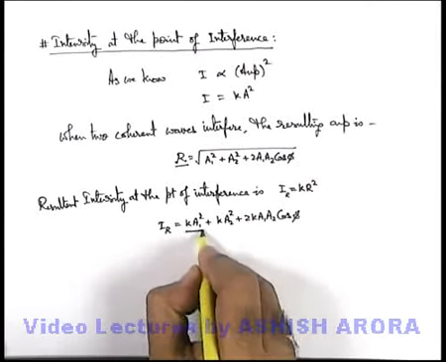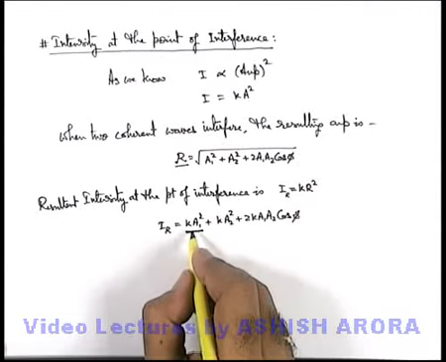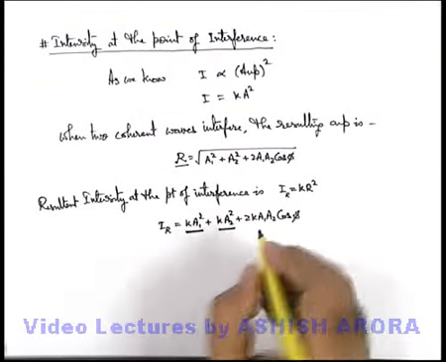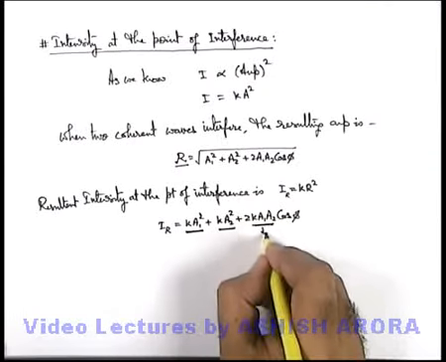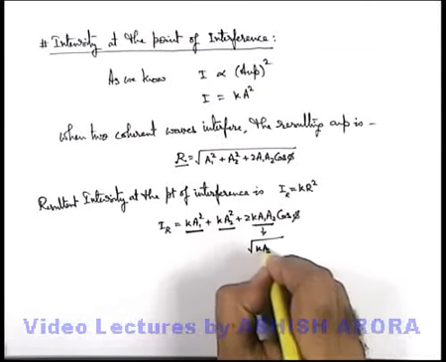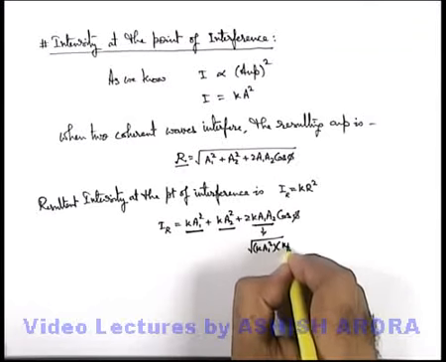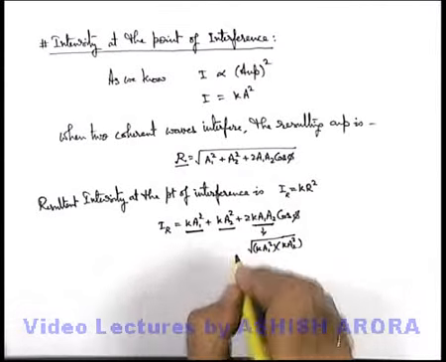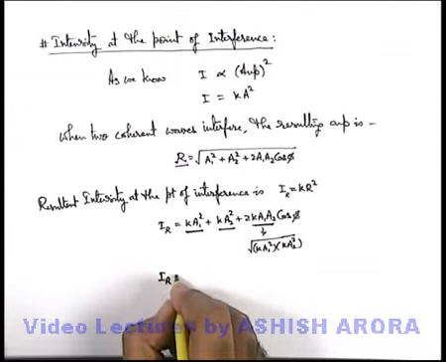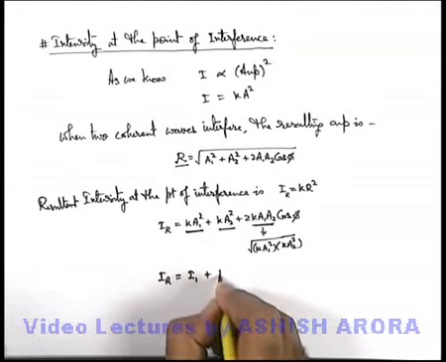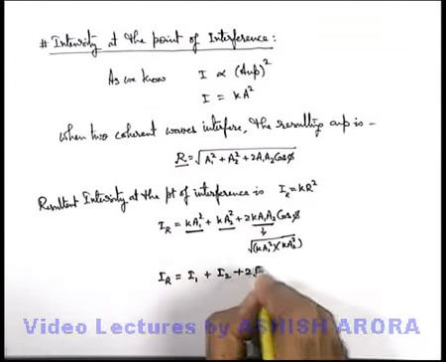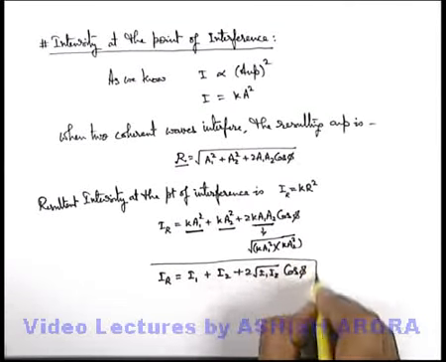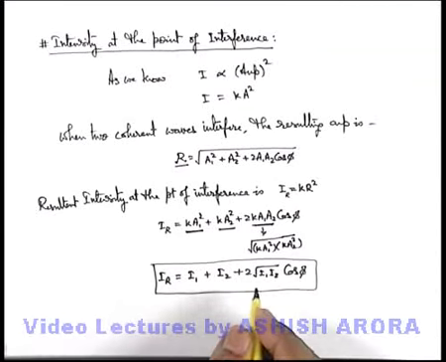Here we can see this KA1², we can term it the intensity of the first wave, KA2² is the intensity of the second wave. And the second term KA1A2 can also be written as the root of KA1² multiplied by KA2², so this can be termed as root of I1 I2. So the resulting intensity at the point of interference can be written as I1 + I2 + 2 root of I1 I2 cos φ. This is the expression which we use for resulting intensity at the point of interference.